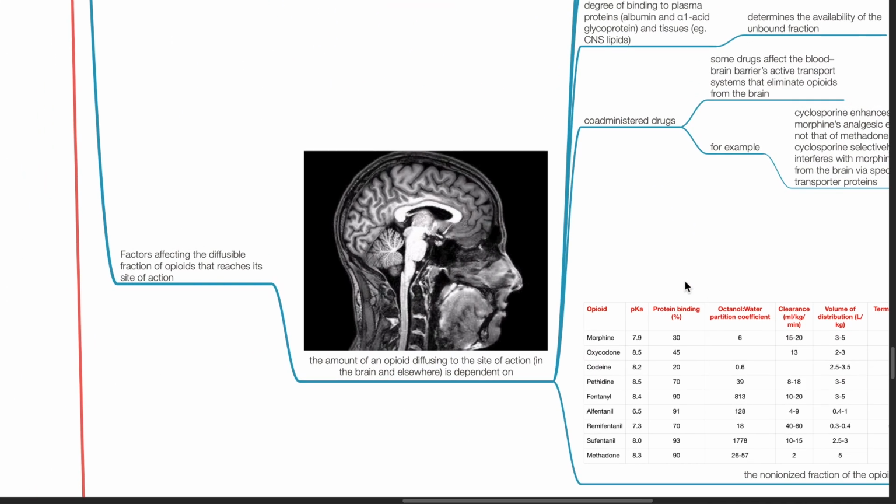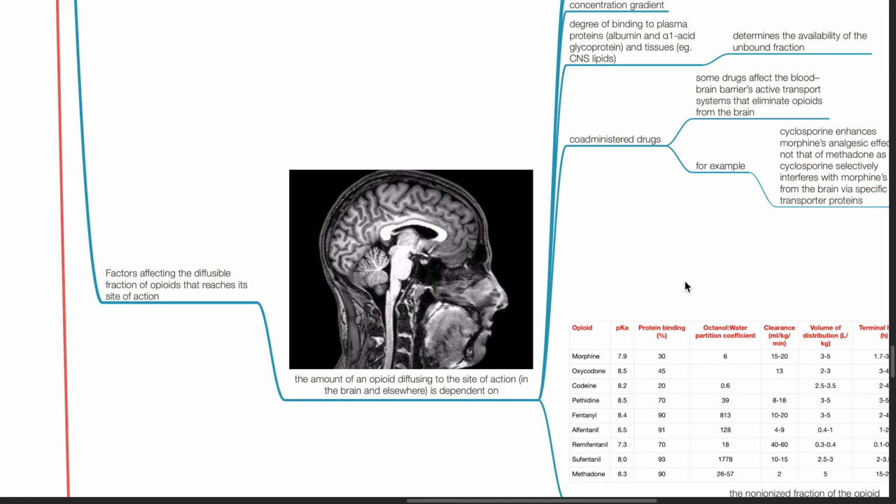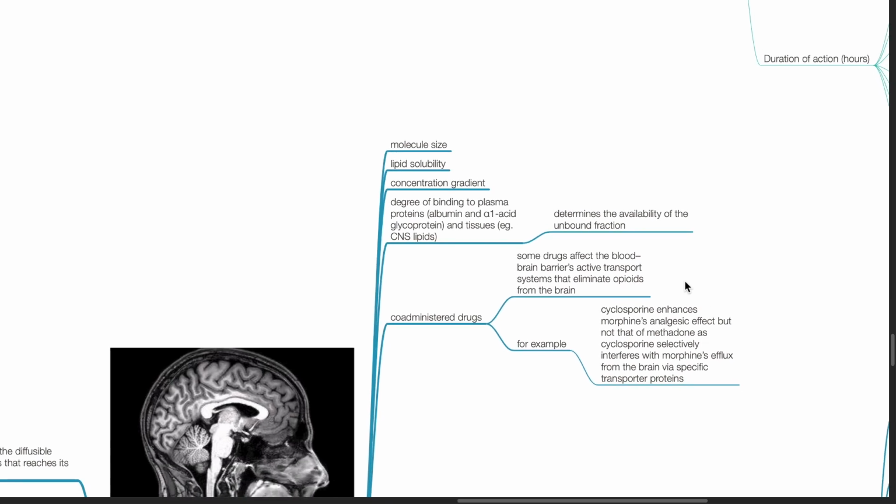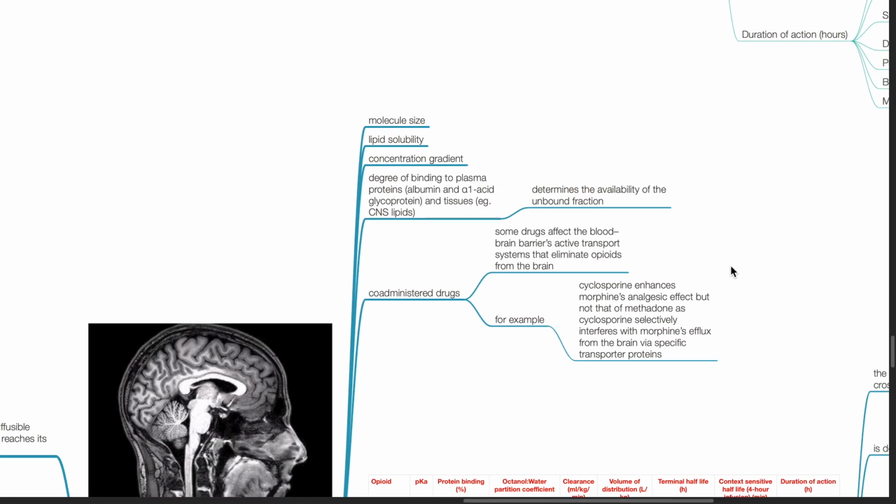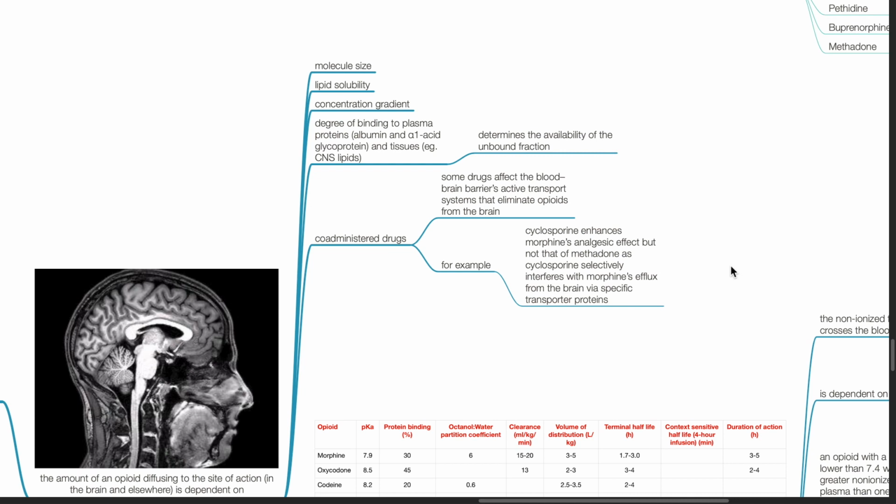Factors affecting the diffusible fraction of opioids that reaches its site of action. The amount of an opioid diffusing to the site of action in the brain and elsewhere is dependent on the molecular size, lipid solubility, concentration gradient, degree of binding to plasma proteins such as albumin and alpha-1 acid glycoprotein, and tissues such as CNS lipids. This determines the availability of the unbound fraction. Co-administered drugs: some drugs affect the blood-brain barrier's active transport systems that eliminate opioids from the brain. For example, cyclosporine enhances morphine's analgesic effects, but not that of methadone, as cyclosporine selectively interferes with morphine's efflux from the brain via specific transporter proteins.